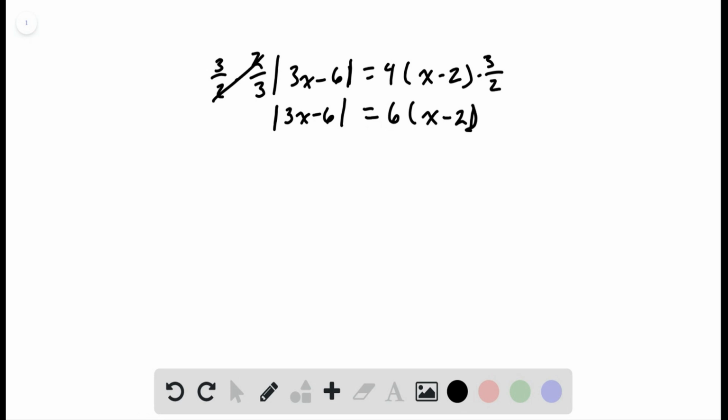And now that we have the absolute value portion on the left side by itself, we need to account for the fact that it can be both positive and negative inside this absolute value.